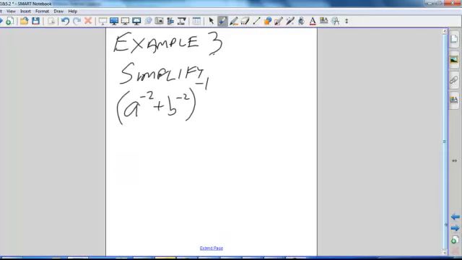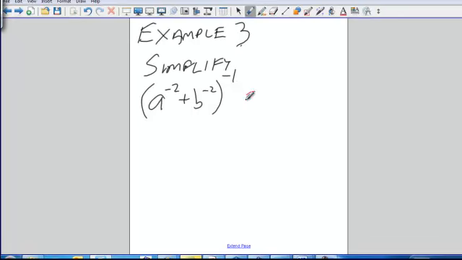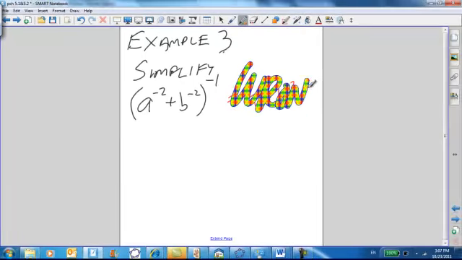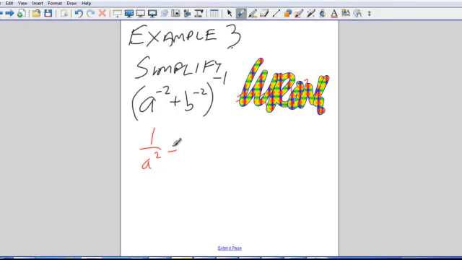Example, simplify a to the -2 plus b to the -2, all raised to the -1. Students will sometimes tell me right away this is a squared plus b squared. That is just so wrong. You cannot distribute powers over addition. So we're left with writing this as 1 over a squared plus 1 over b squared, all raised to the -1, which is 1 all over 1 over a squared plus 1 over b squared.